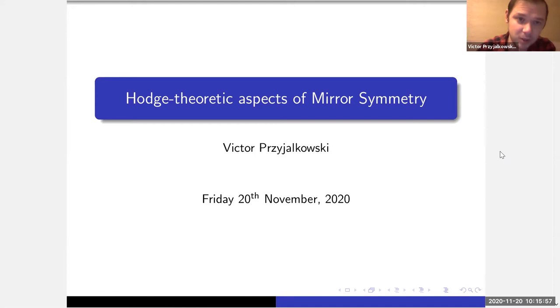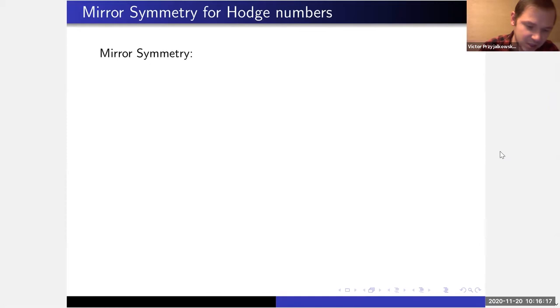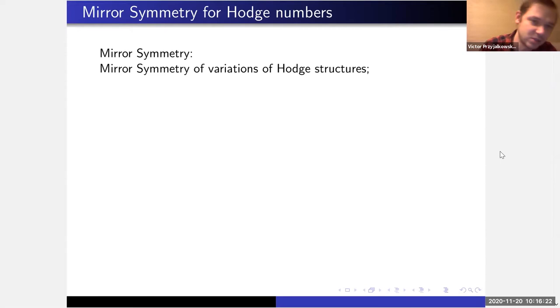I would like to talk about, as the title suggests, Hodge-theoretic aspects of mirror symmetry, and more particularly about different conjectures that relate mirror objects in terms of the Hodge numbers, Hodge structures, and so on. Traditionally, just to remind, there are different versions of mirror symmetry and they treat mirror correspondence in different terms. The most basic one is mirror symmetry of variations of Hodge structures, which relates periods of objects and of dual objects and Gromov-Witten invariants of varieties.